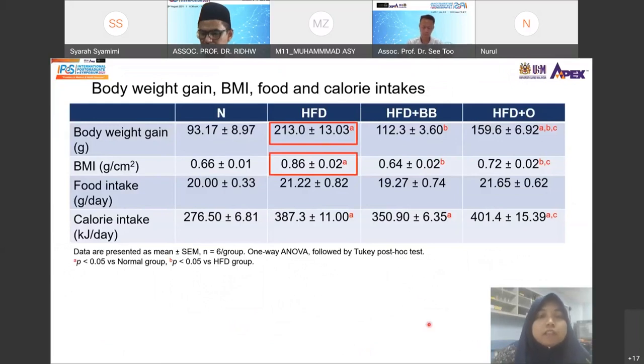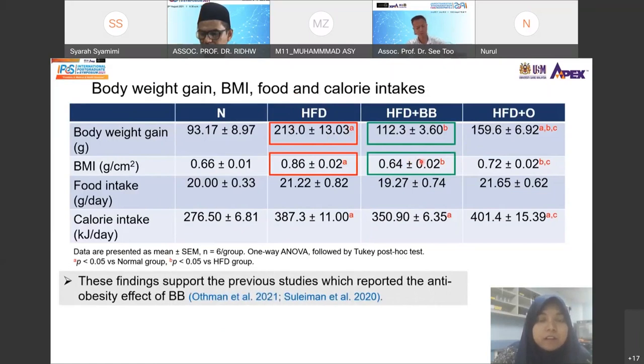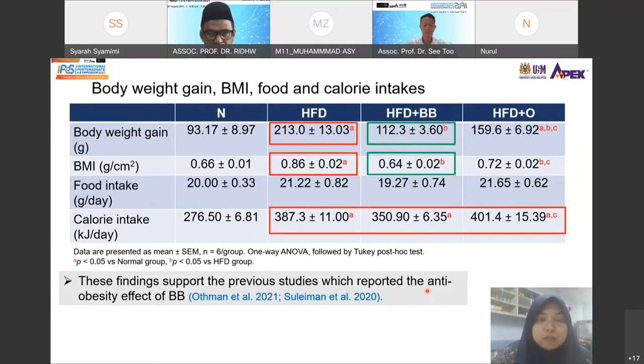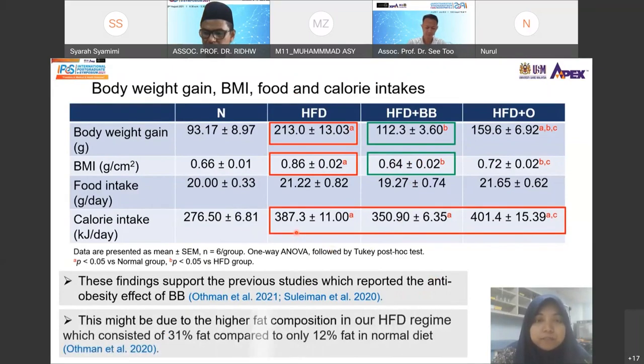This study demonstrated significant increase in body weight gain and body mass index in high-fat diet group compared to normal group, whereas intake of bee bread significantly reduced all these parameters. And these findings support the previous studies which reported the anti-obesity effect of bee bread. We also found significant increase in calorie intake in all high-fat diet groups compared to normal. So this might be due to the higher fat composition in our high-fat diet regime, which consisted of 31% fat compared to only 12% fat in normal diet.